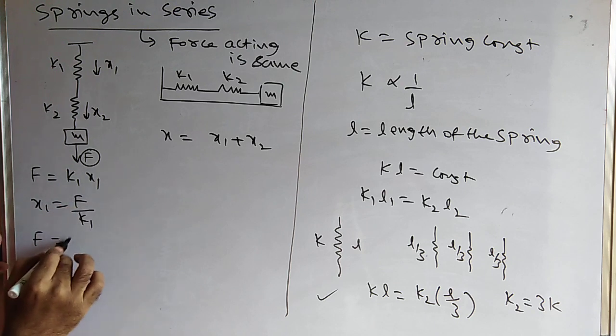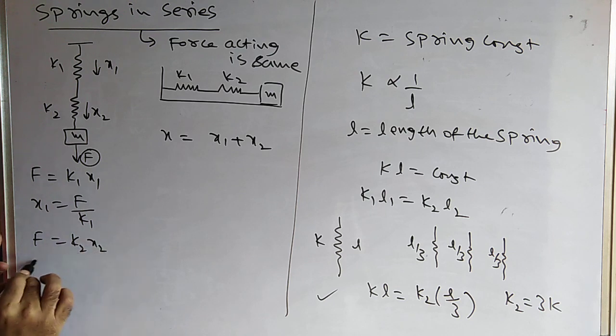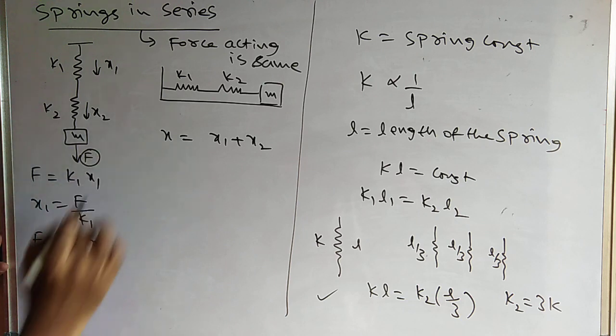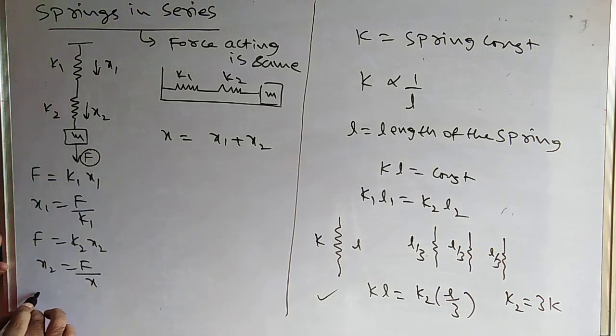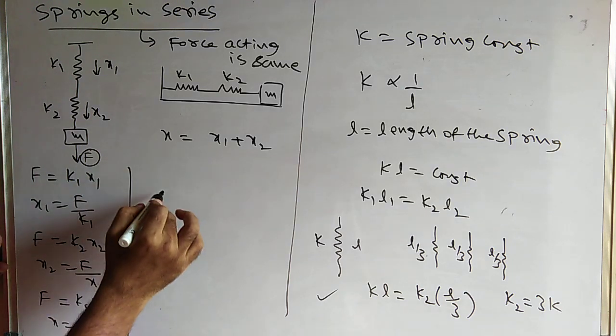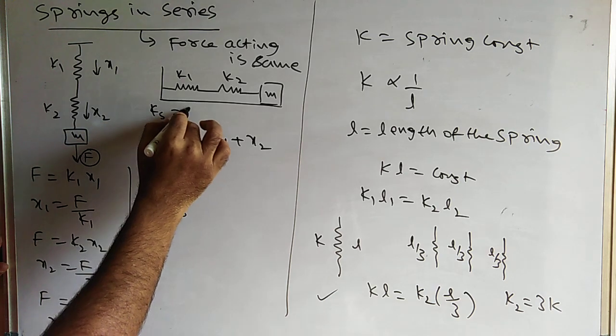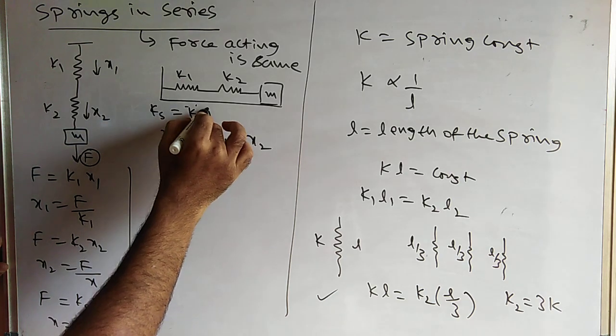Similarly, F is equal to K2 x2. Therefore, what is x2 here? It is nothing but F by K2. Then you see, this is the total length here. What is this one? F is equal to, because it is the same force, K in series into x. Therefore, what is x here? It is nothing but F by Ks. Let us substitute here. x is equal to F by K in series. Ks means the effective value of K in series.